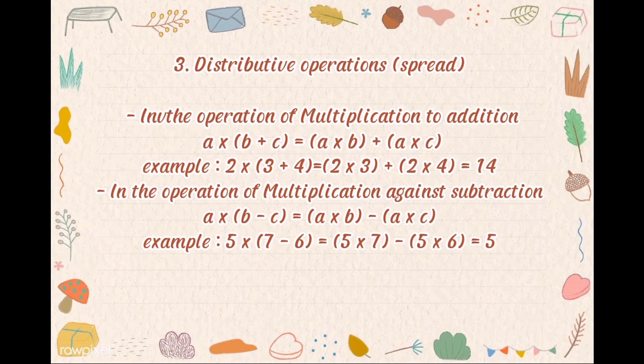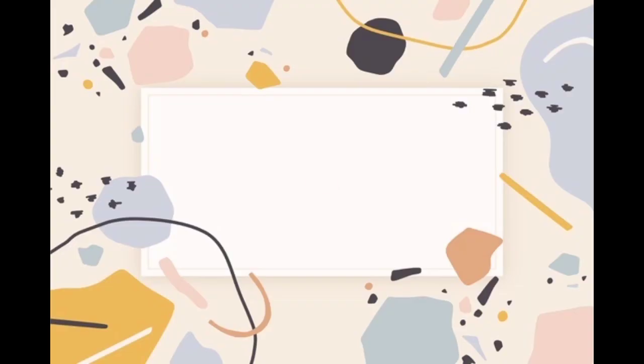Then this property also applies to multiplication over subtraction. a times in brackets b minus c is the same as in brackets a times b minus in brackets a times c. Example, 5 times in brackets 7 minus 6 equals in brackets 5 times 7 minus in brackets 5 times 6 equals 5. So that is my explanation.